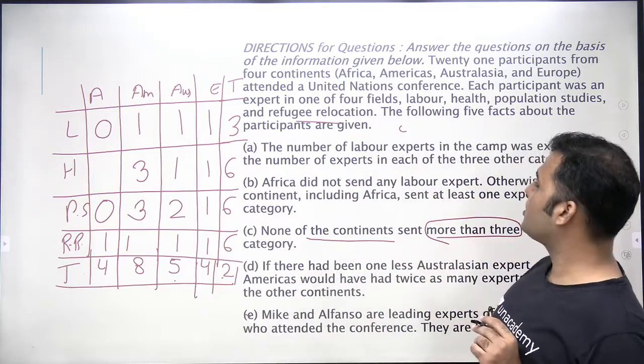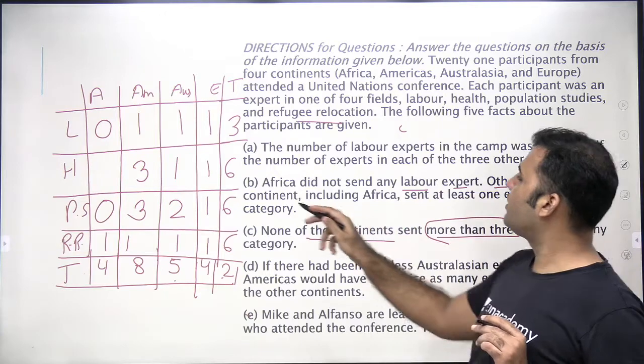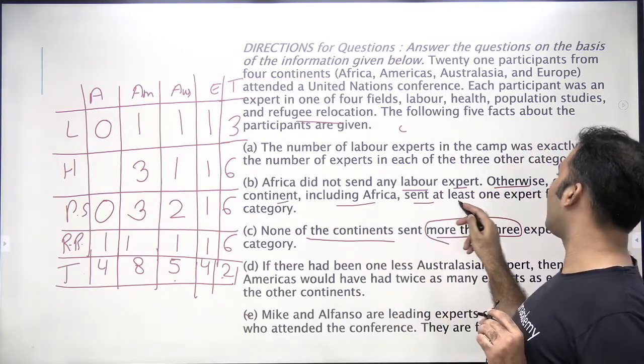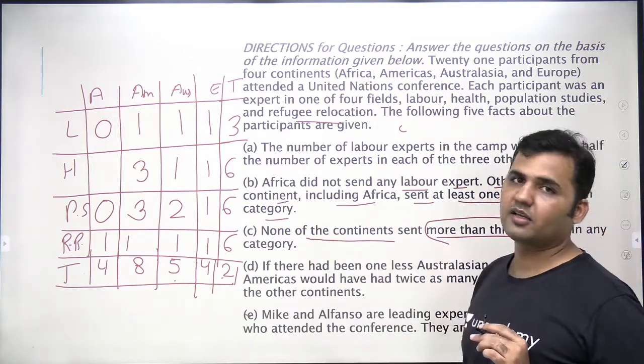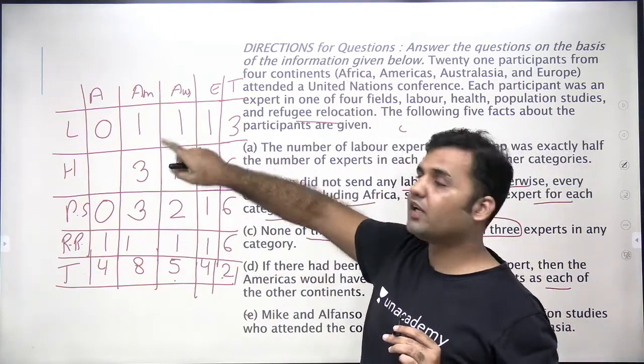We were specifically mentioned that Africa did not send any labor expert. Otherwise, every continent, including Africa, sent at least 1 expert from each category. So therefore, no other cell can have a value of 0.